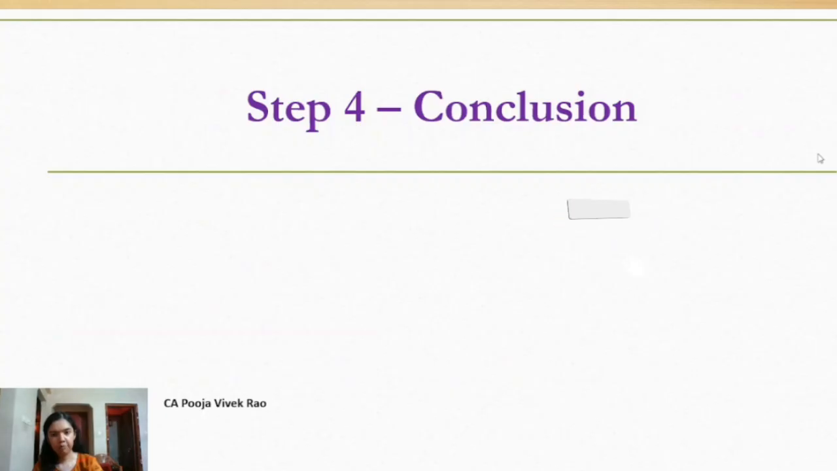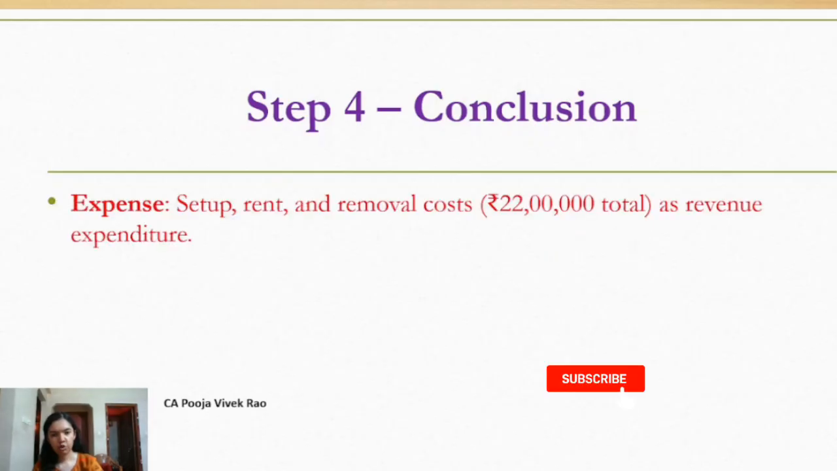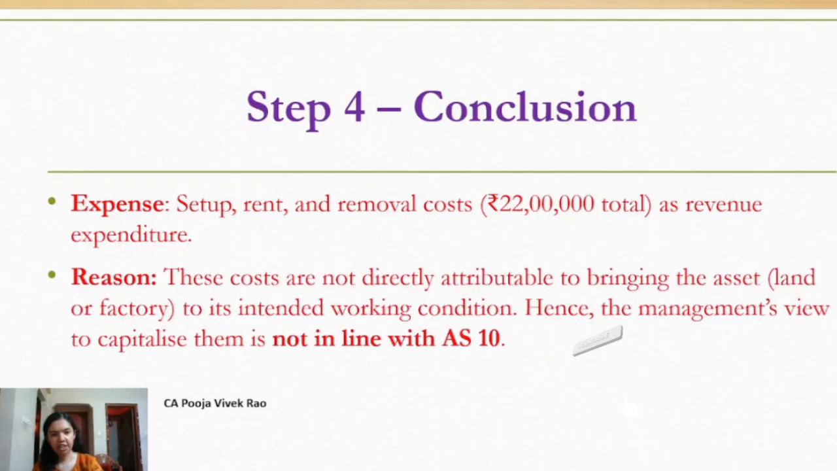Now let's go ahead to step number 4, which is conclusion. So give a crisp conclusion with result and presentation. So the total relocation expenses, that is setup, rent and removal cost, totally amounting to rupees 22 lakh, has to be treated as revenue expenditure, and clearly state the reason for this. So those costs are not directly attributable to bringing the asset to its intended working condition. Hence the management's view to capitalize them is not in line with AS 10. So this has to be clearly mentioned here.